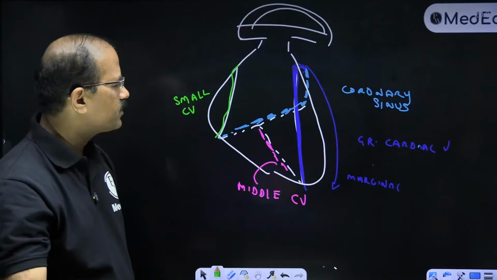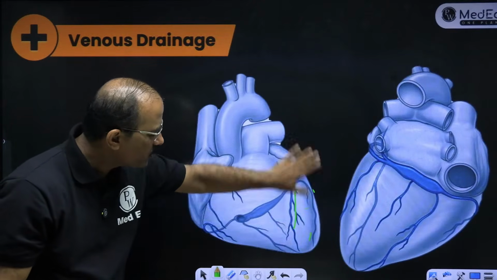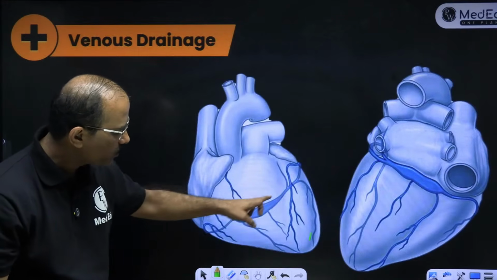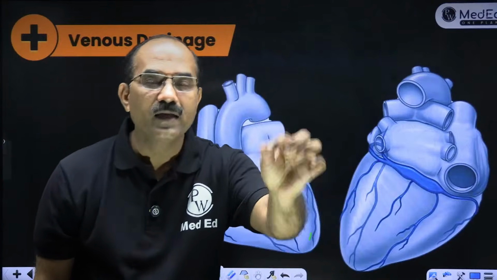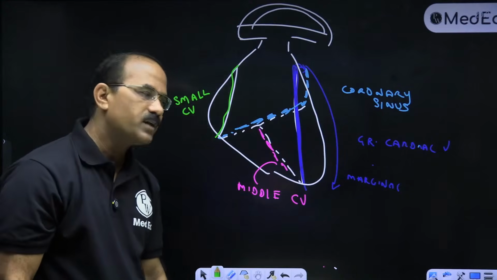One minute, I'll just show him. Look, this is the great cardiac vein, this is the marginal vein. So the great cardiac and marginal vein form the coronary sinus. This is the coronary sinus, and the coronary sinus opens into the right atrium. Coronary sinus opens into the right atrium. Remember this.